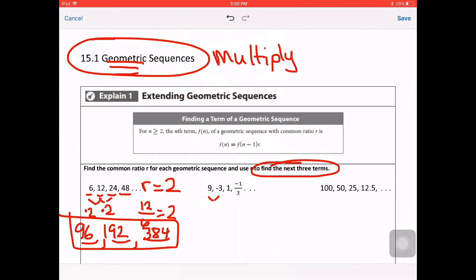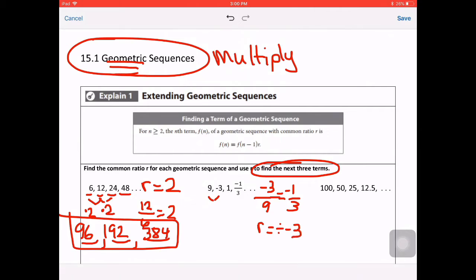So to make sure we are getting the right number, we're going to take the second number in the pattern, the -3, and we're going to divide it by the first term, 9. So that would be -3 over 9. When we reduce that in our calculator, that could either be -1/3 or -0.3. So our ratio that we're working with is going to be -1/3. So multiplying by -0.3 or times -1/3 is the ratio that we're going to be working with.